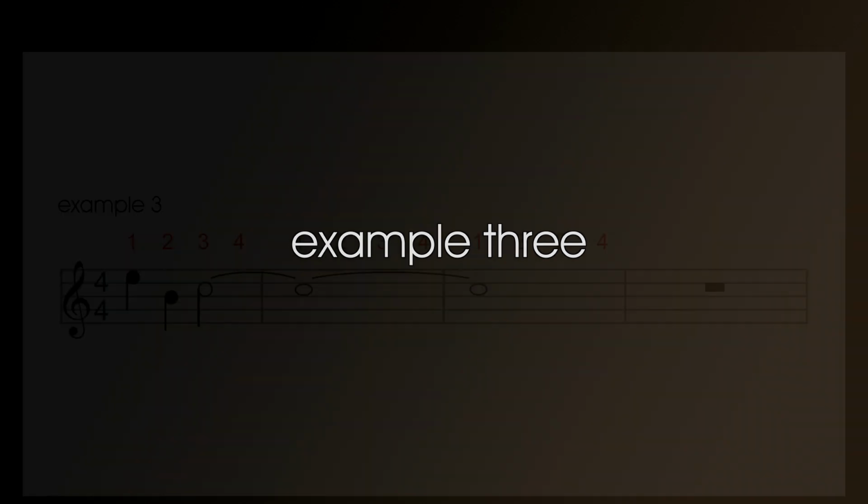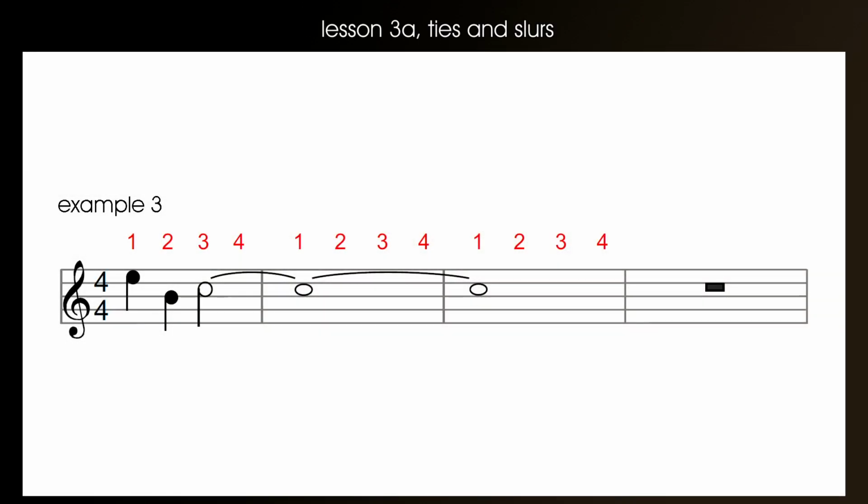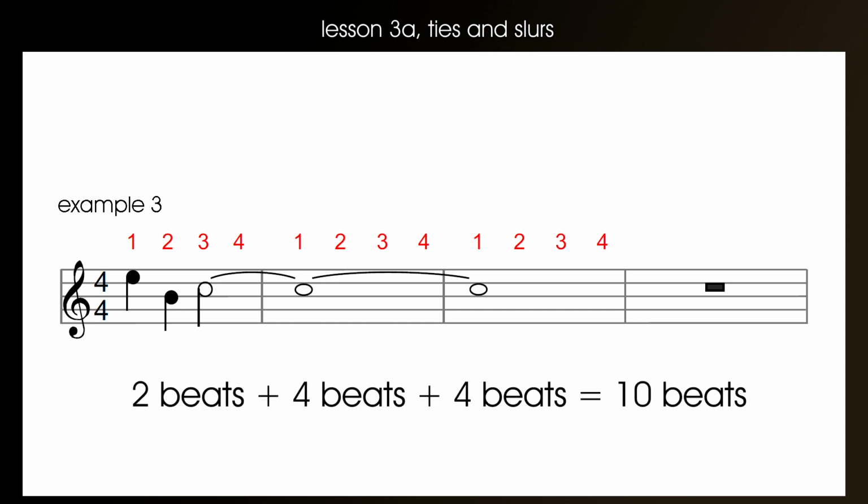Example 3. And this example demonstrates that the ties can go over more than just 2 bars. In this example, we're going across 3 bars, joining a minim to a semibreve to another semibreve.